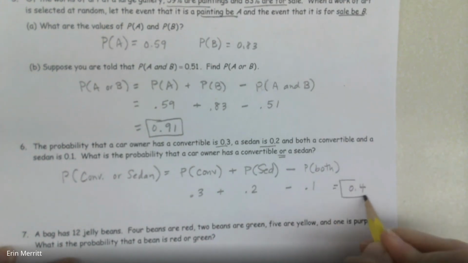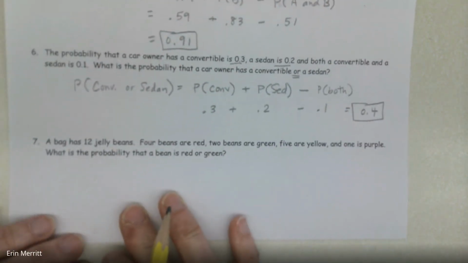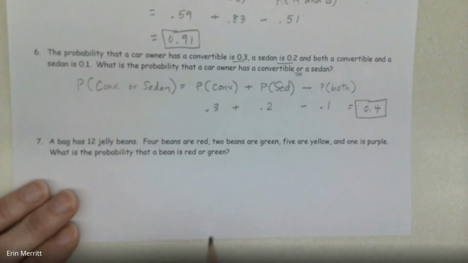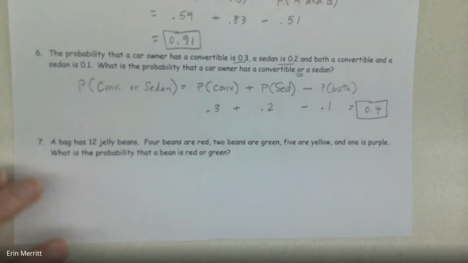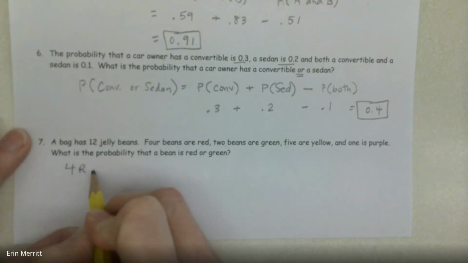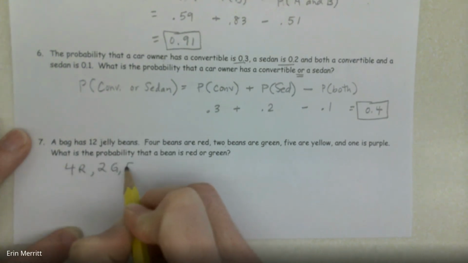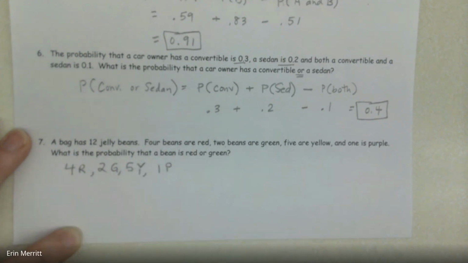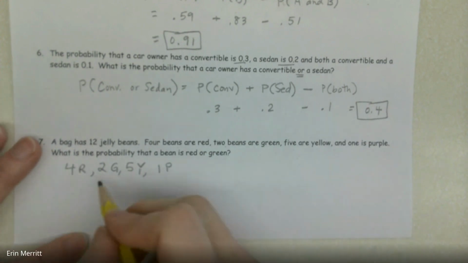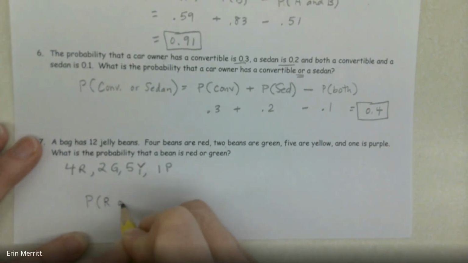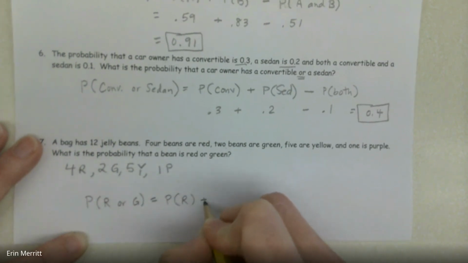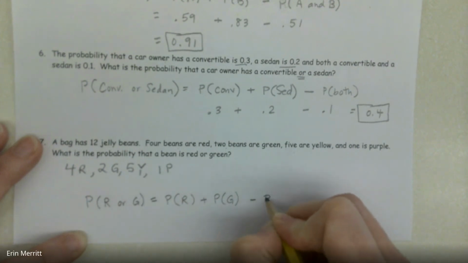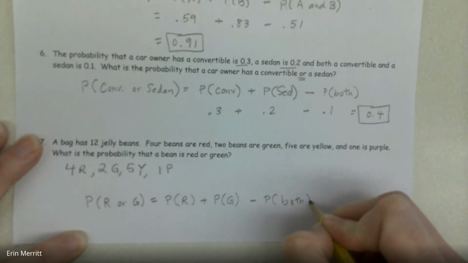All right, last one. We have a bag of 12 jelly beans. So 4 beans are red, 2 beans are green, 5 are yellow, 1 is purple. What is the probability that a bean is red or green? The rule still works. Probability of red plus probability of green minus the probability that it's both.